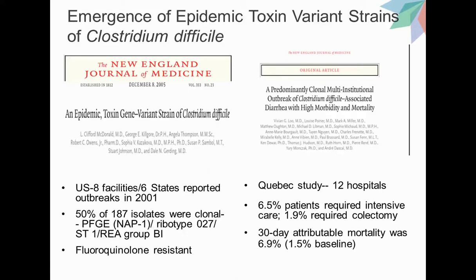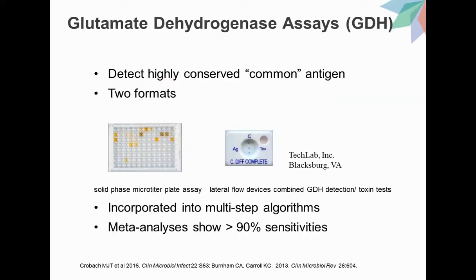among 12 different hospitals, where 6.5% of patients required intensive care and 1.9% required colectomy. More importantly, the 30-day attributable mortality in that study was 6.9%, whereas the baseline was 1.5%. So clearly, this emergence of this strain refocused attention on diagnostic testing.